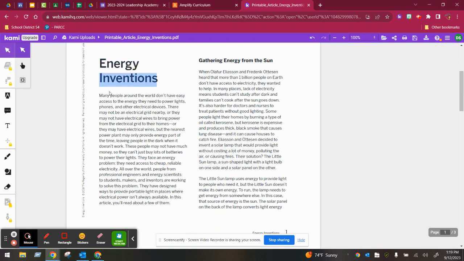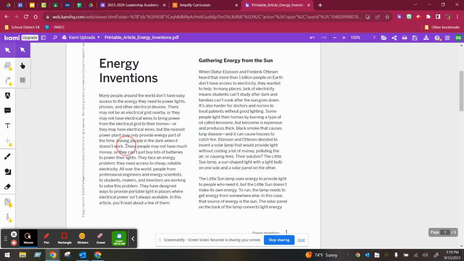Energy inventions. Many people around the world do not have easy access to the energy they need to power lights, phones, and other electrical devices. There may not be an electrical grid nearby, or they may not have electrical wires to bring power from the electrical grid to their homes, or they may have electrical wires, but the nearest power plant may only provide energy part of the time, leaving people in the dark when it doesn't work.